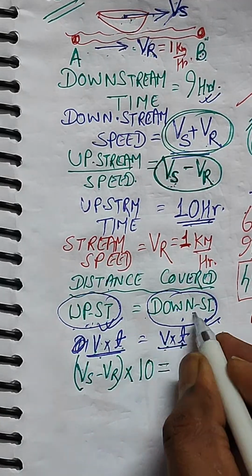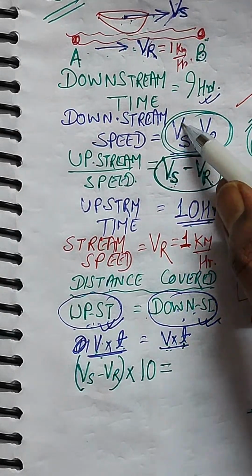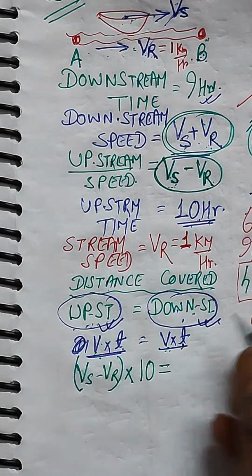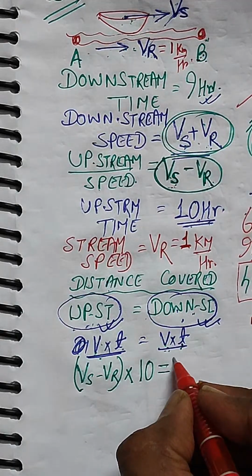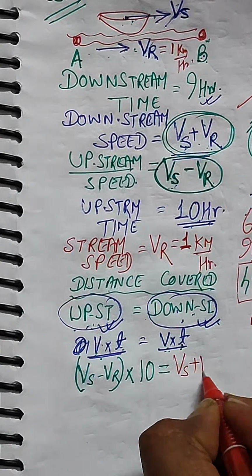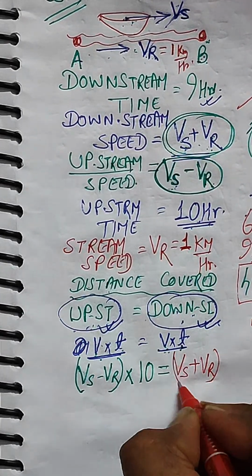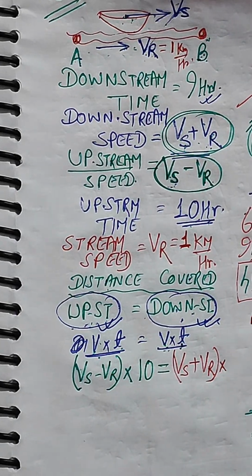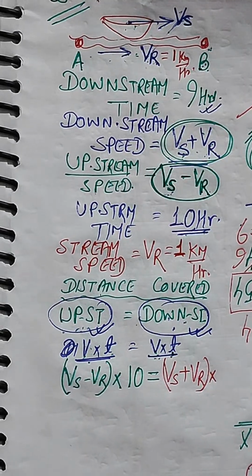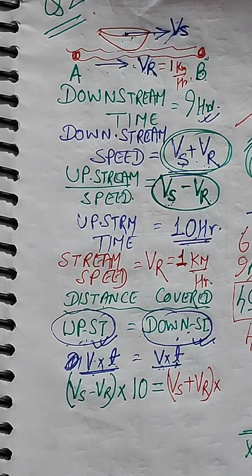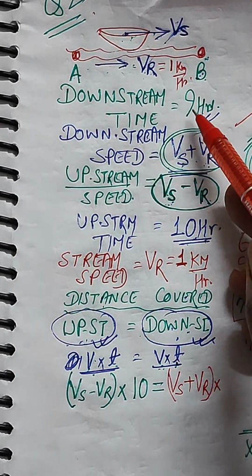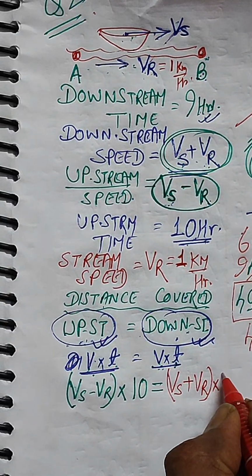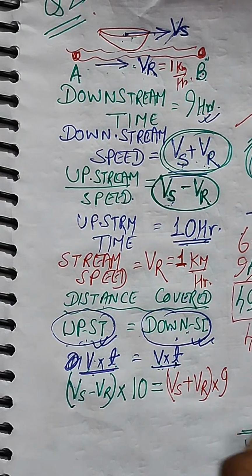What is the downstream velocity? Downstream velocity or speed is Vs plus Vr. So this is equal to Vs plus Vr, multiplied with the time. What is the time downstream? That was 9 hours, right? So multiply it with 9.